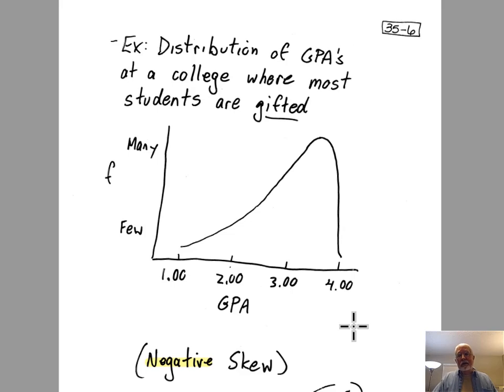My tip: if I ask you a question about a skewed distribution, you should look at the shape of the distribution or even draw it on a piece of paper as you're taking the test. Look for the long tail. If the long tail points in the direction of the lower scores, if the long tail points in the direction where negative scores would be, it's a negatively skewed distribution. That's my memory device.